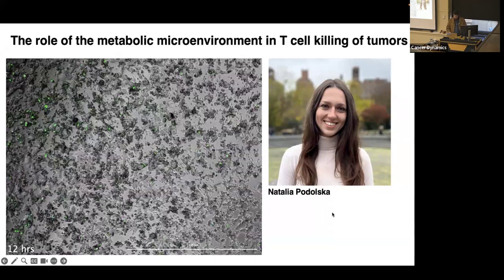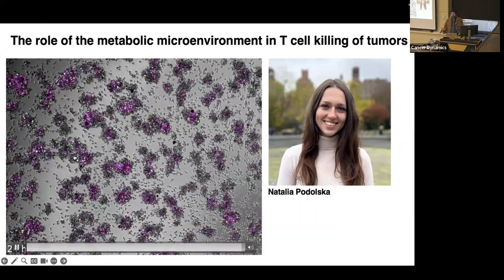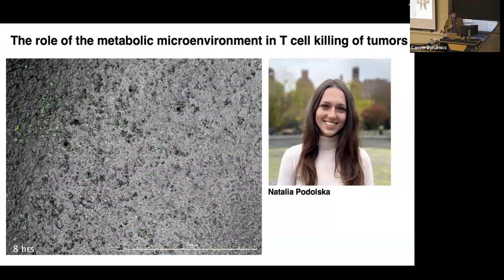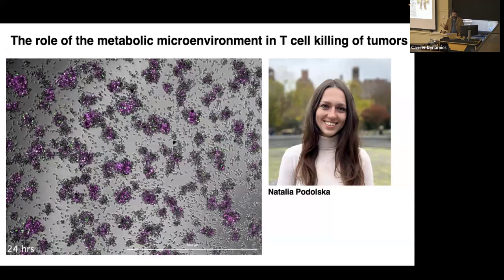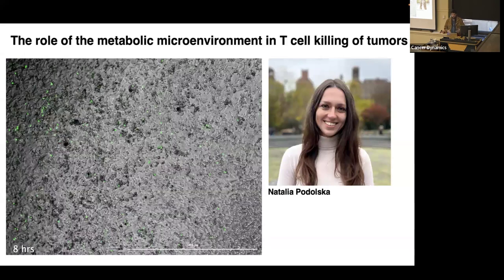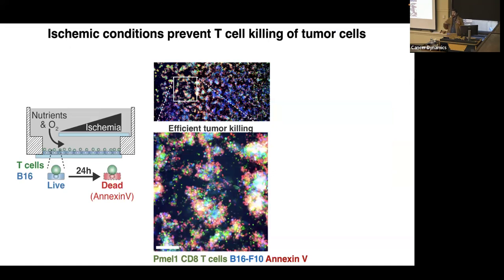So this is a very simple and widely used system where you have some melanoma cells that have an endogenous peptide. A specific type of T cells from a specific mouse detect and kill the tumor very rapidly. You see the pink is a non-viability marker, and within 24 hours, the entire tumor is killed. So we can recapitulate this in our little devices.